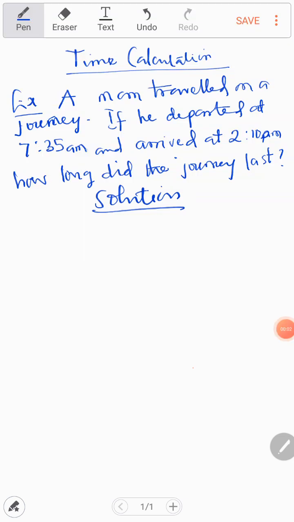Now let's see how we can solve this question on time. A man traveled on a journey. If he departed at 7:35 a.m. and arrived at 2:10 p.m., how long did the journey last?